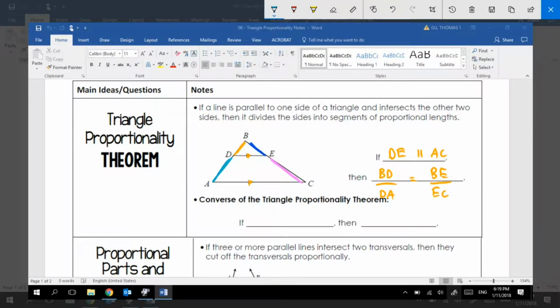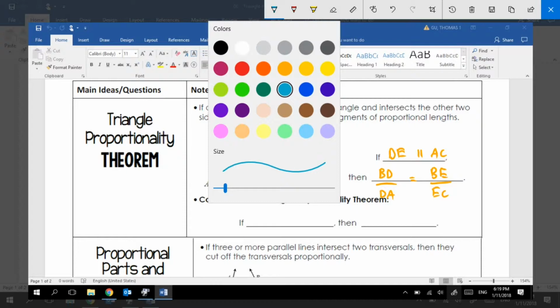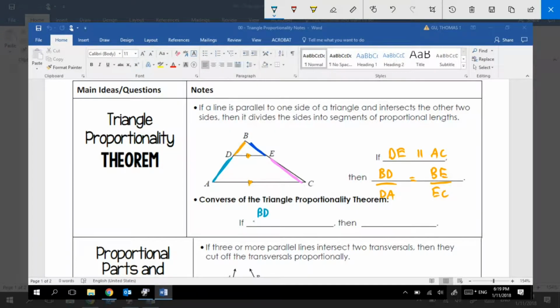So also, conversely, the converse of the triangle proportionality theorem: if BD over DA equals BE over EC, then that means that DE is parallel to AC. There you go.